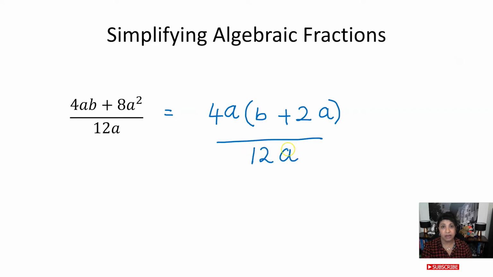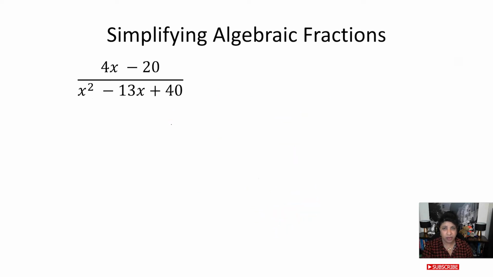12a. Now you can see you've got things that you can cancel out. Well, there is 1 4 here and there are 3 4s in 12. And then a's can cancel and a can cancel. There's 1 of each. So this means my last answer is b plus 2a divide by 3.